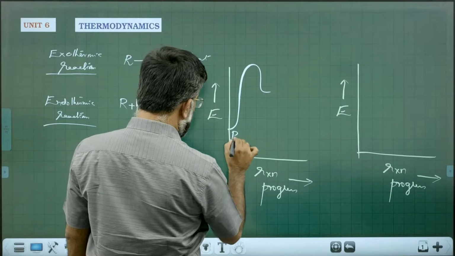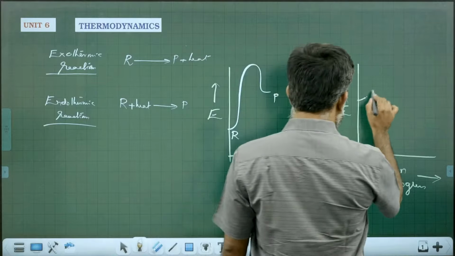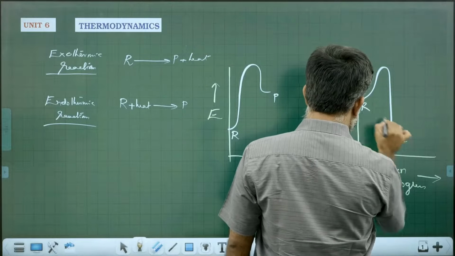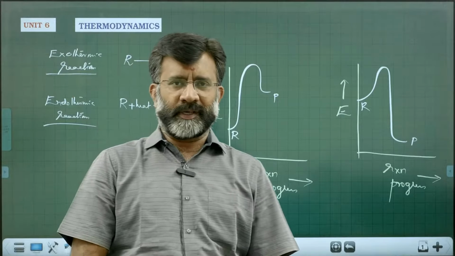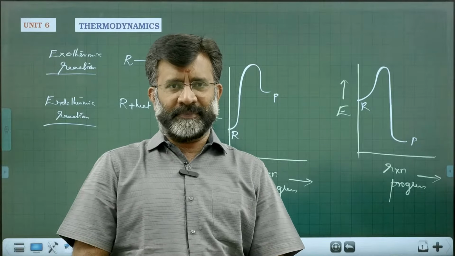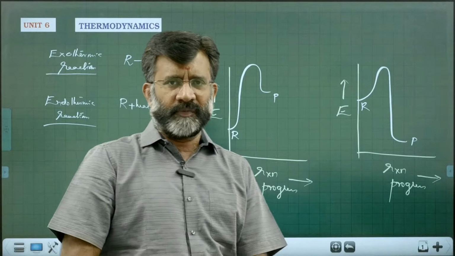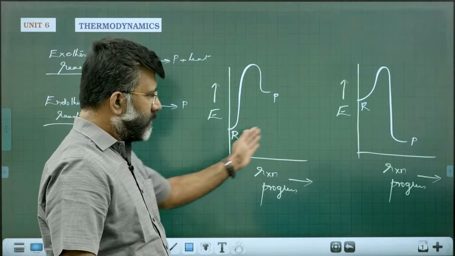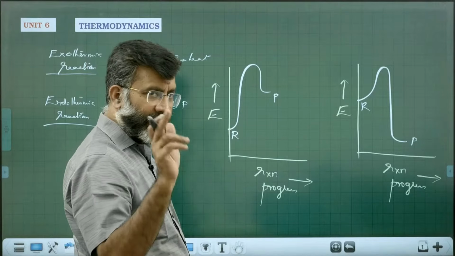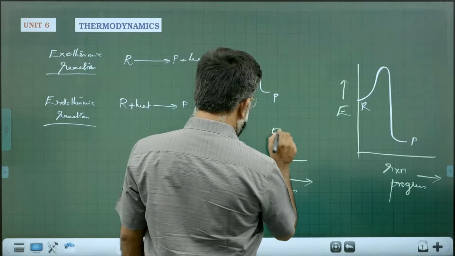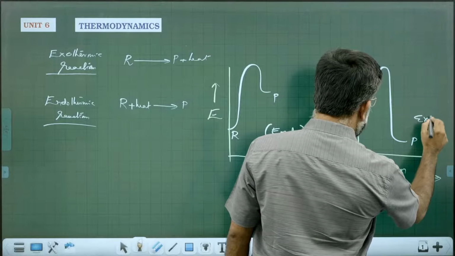This is reactant and this is product. I am drawing another graph like this. This is reactant and this is product. Which graph represents an exothermic reaction? Which graph represents an endothermic reaction? I am asking the fundamental points. Which is exothermic, this or that? This is an endothermic reaction and this is an exothermic reaction.